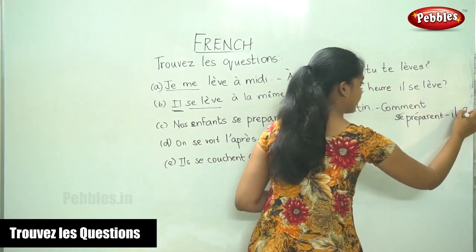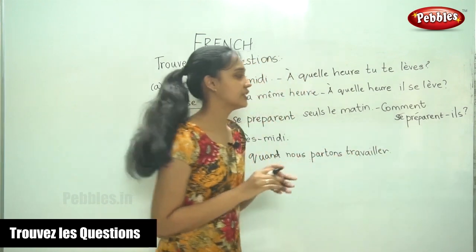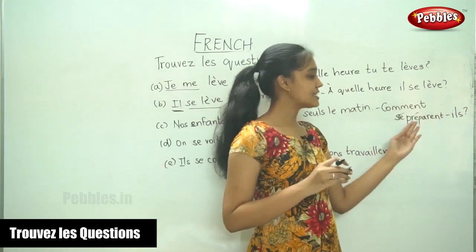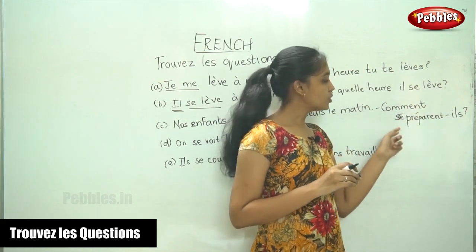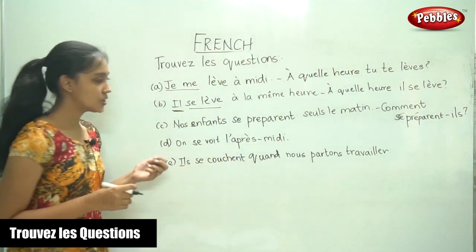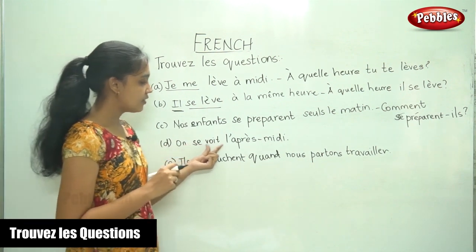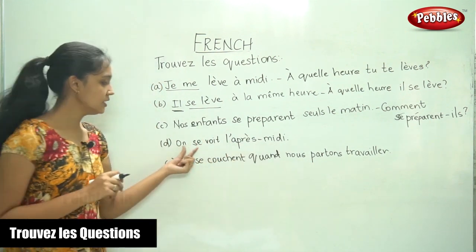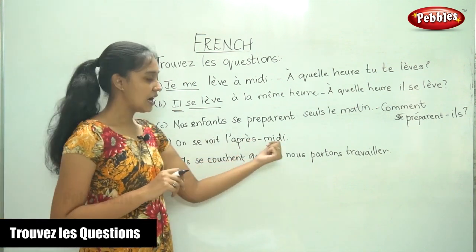Il. So this kind of a question is called the inversion. You can ask comment il se prépare, how they prepare, or you can write comment se prépare il. So both are right. So that is called an inversion. Next, on se voit l'après-midi. One saw him in the afternoon. One is seen in the afternoon.